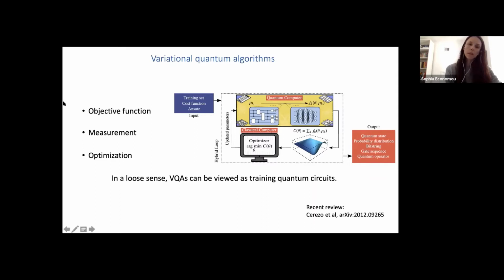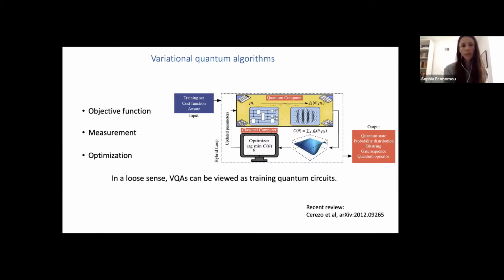So the idea is that you have some kind of objective function, and that function, if you're talking about ground state energies, would be the expectation value of the Hamiltonian operator. So what enters in the objective function is the operator which you will measure, and the state with respect to which you're measuring, so the state that you create on the quantum computer.